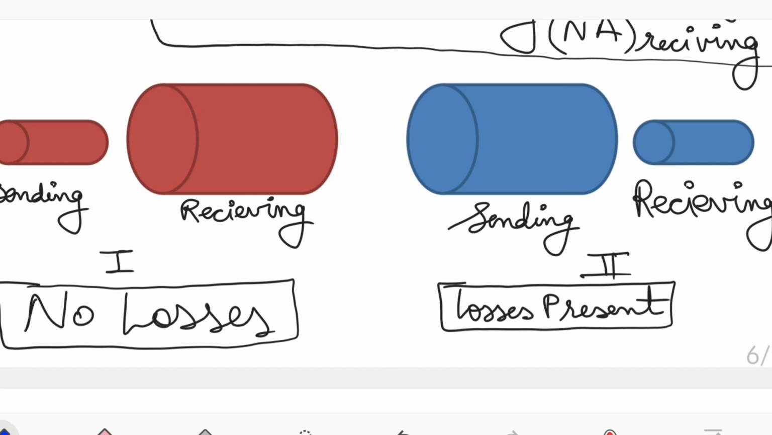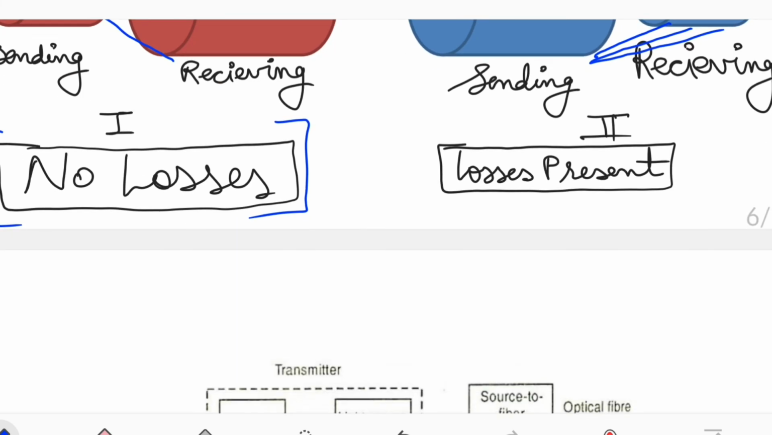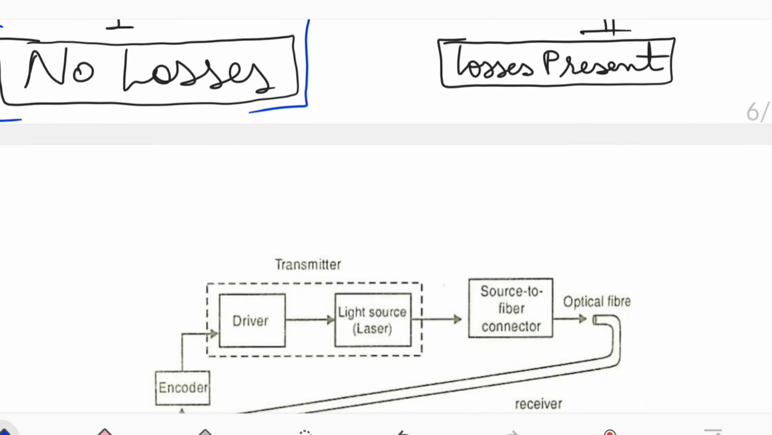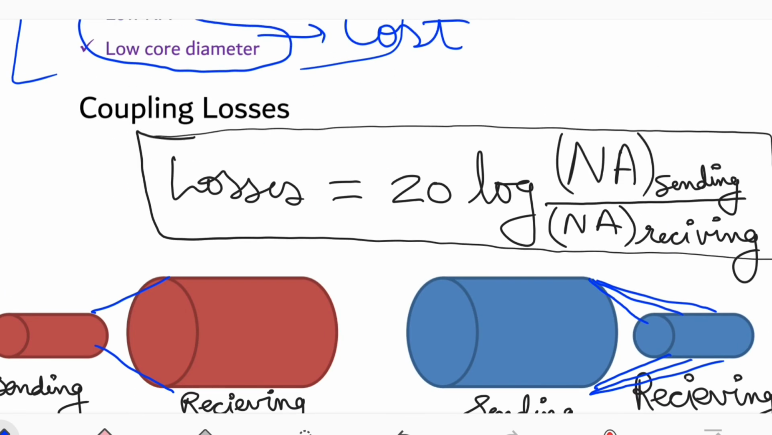The first one is sending and receiving. Here there is a complete coupling of light. As you can see, the diameter of receiving is more than that of sending, so there won't be any loss in case of coupling over here. But in the second case, the diameter of the receiving end is very small compared to that of the sending end. So there is a chance that the light will not be totally coupled with the receiving end of the other optical fiber, and in that case we can say there are some losses present in the system. So this formula is also important. Sometimes they ask in the question for the coupling losses formula. Based on this you can easily answer.